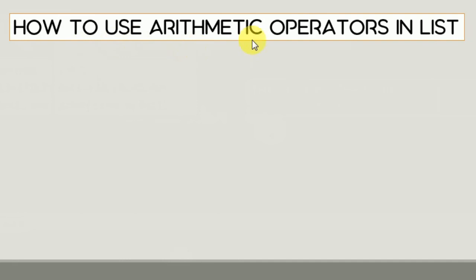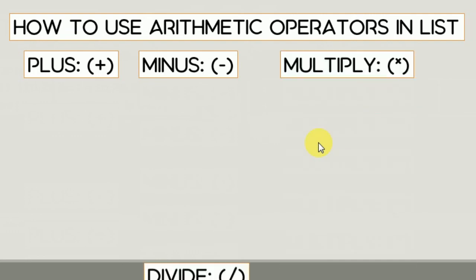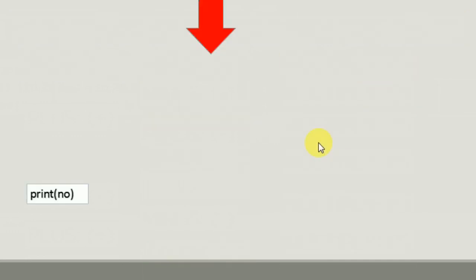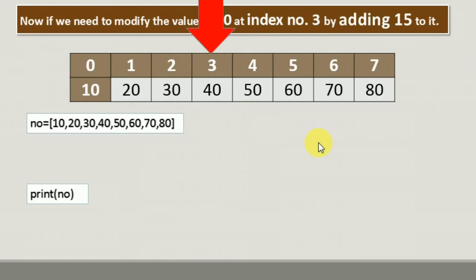Now if I move to the next part, what is the next part? That is some arithmetic operators in list. How are we going to use the arithmetic? What are those arithmetic operators? Plus, minus, multiply and divide. Take one example. Here is the list, and I want this value to be changed. I want to add 15 to it, which means the next time the value should be 55. This value is going to be changed, not all the values of the list, only this value that is sitting at the index value 3.